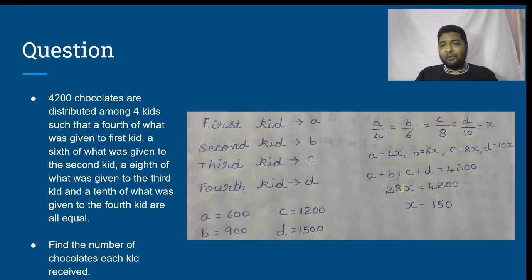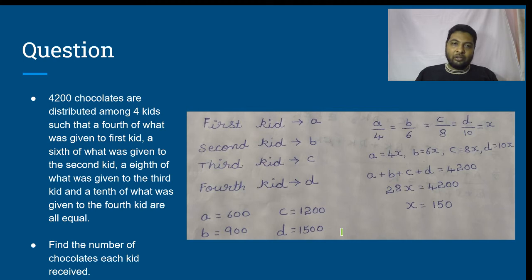If x is 150, the first kid got A number of chocolates. A is 4x, 150 times 4 is 600. The second kid got 6x, that is 150 times 6, 900. The third kid got 8x, 150 times 8, 1200. And the fourth kid got 10x, 150 times 10, 1500. Therefore, first kid got 600, second kid got 900, third kid got 1200, and fourth kid got 1500 chocolates. Simple.